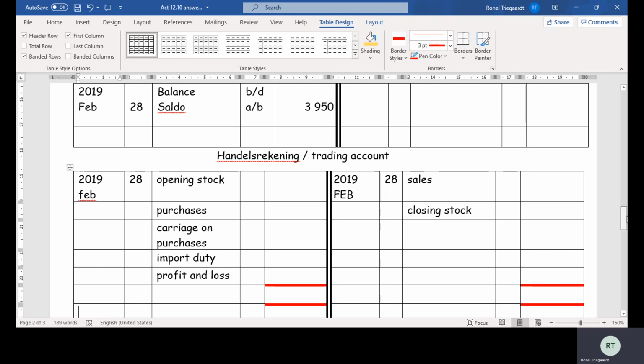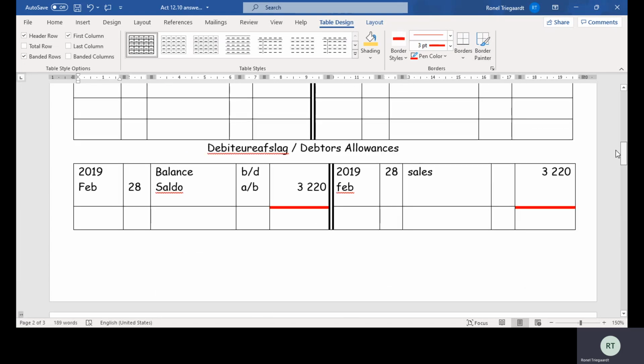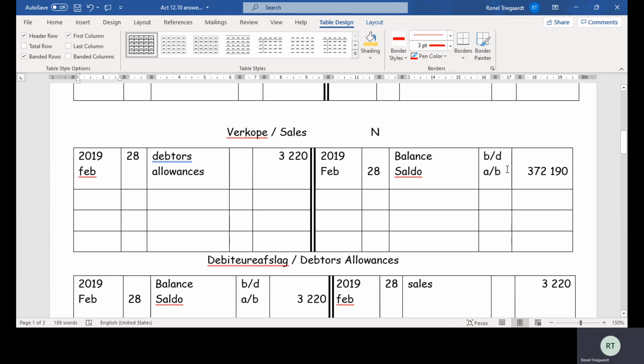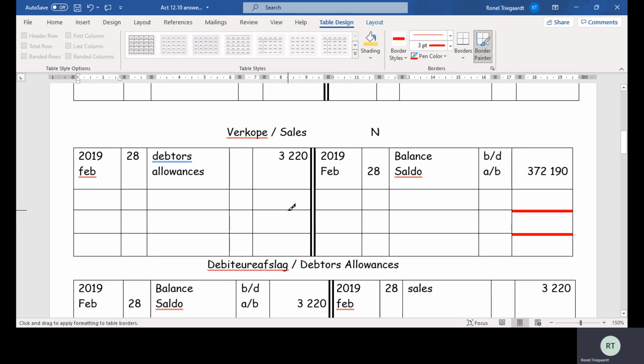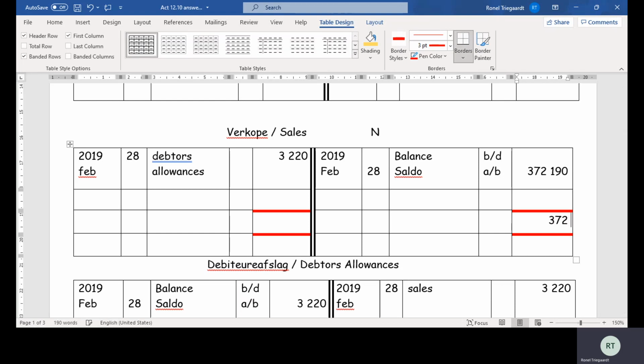Now let's see. Where will I find sales? In my sales account. There's sales. Are you fine? So what will I do? I need to close off sales. Draw my lines. Write in the total on both sides.